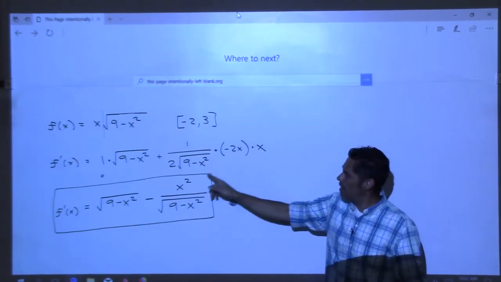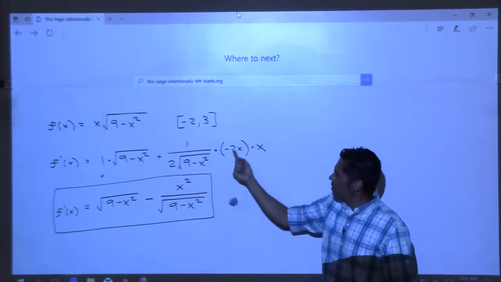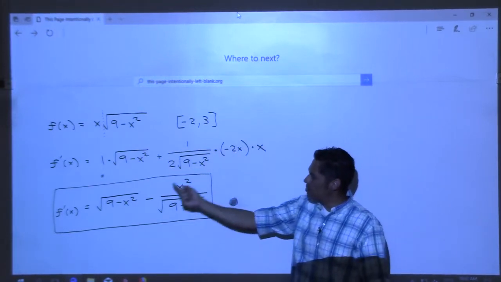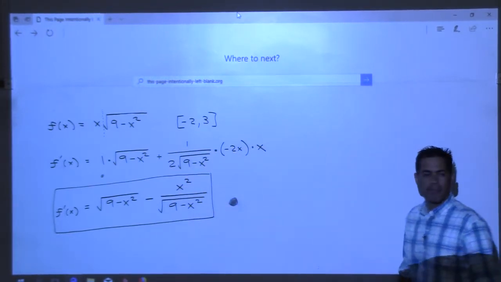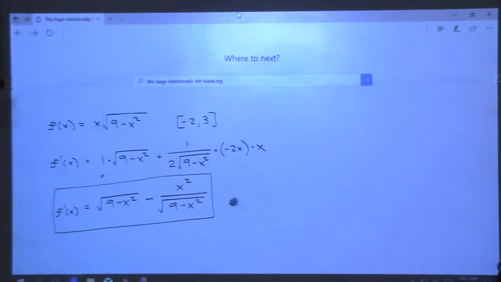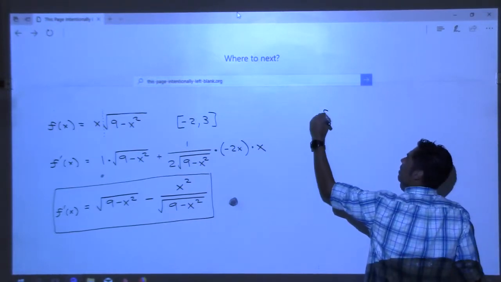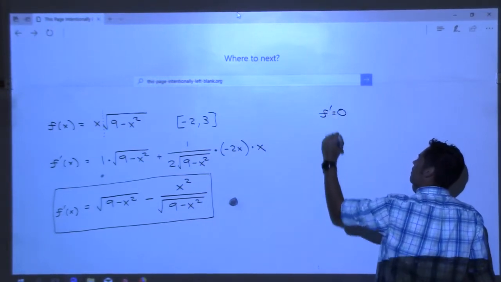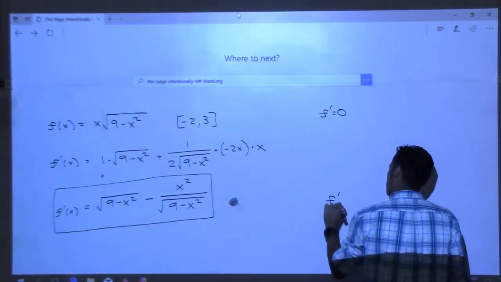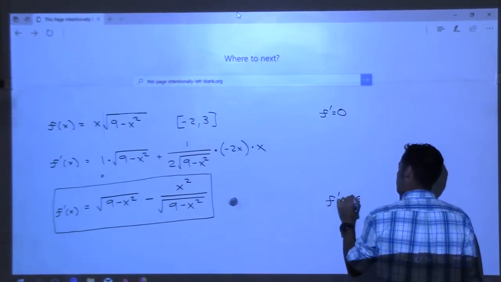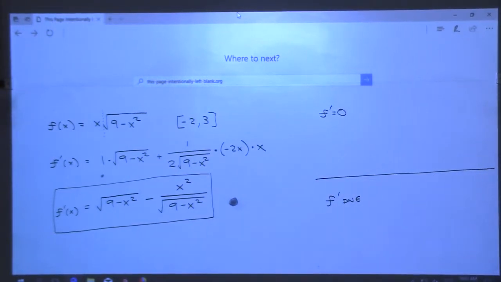The 2's cancel. x squared, and you have a negative, so it changes it to negative x squared over the root. Okay, that's just the derivative. Now, what am I supposed to do with this derivative? I need to figure out when the derivative is zero, and I need to figure out when the derivative does not exist. These are two separate ideas that I have to look at.